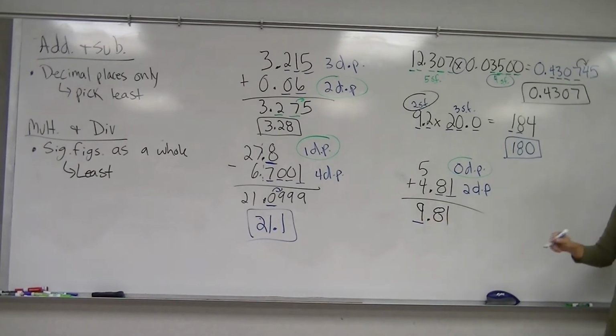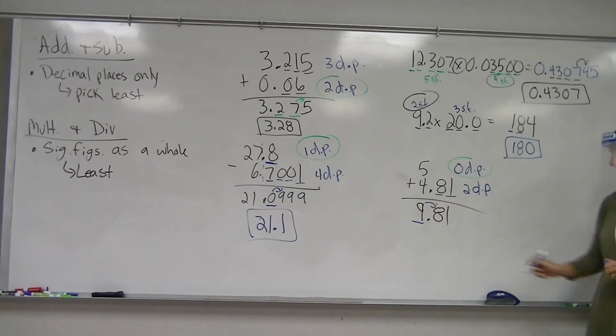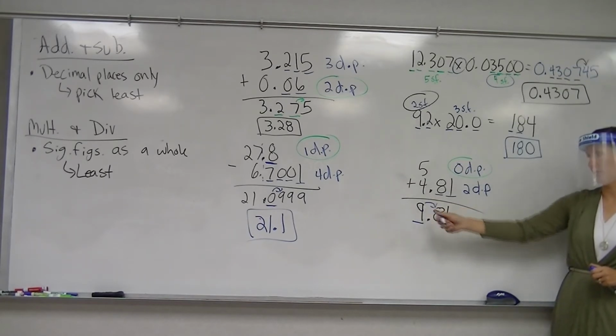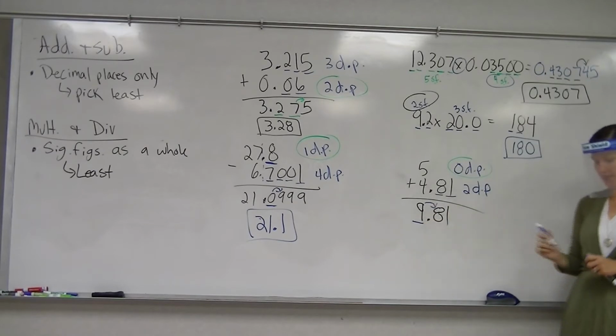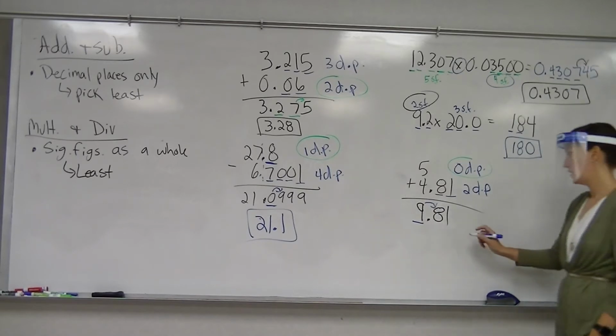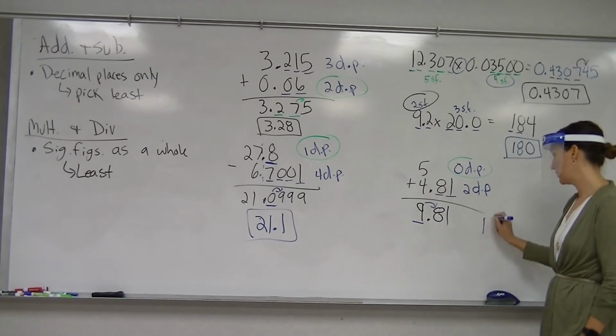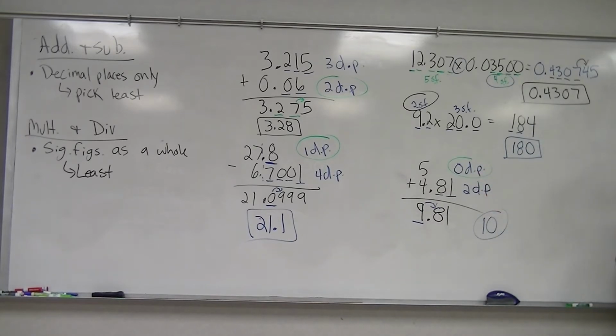But you have to make sure to always look at the number next to what you're keeping and see if you need to round up or not. So if it's 5 or higher, that's going to become a 10. If it's 4 or lower, it's going to stay a 9. So in this case, it's an 8, so it's going to round up to 10. So the answer for this one is just going to be 10. No decimal place at all.